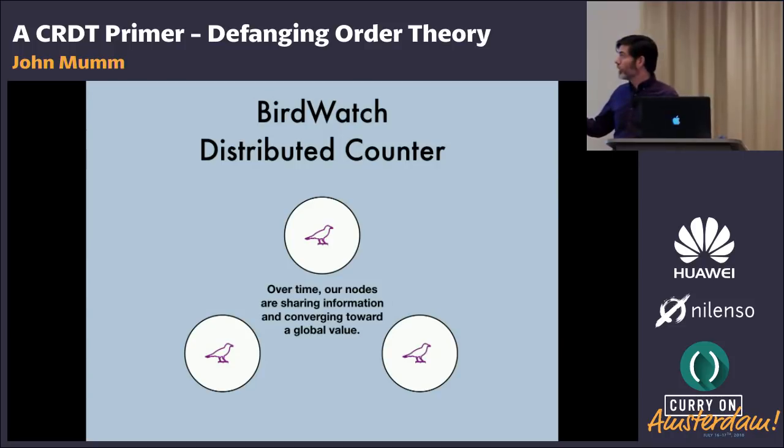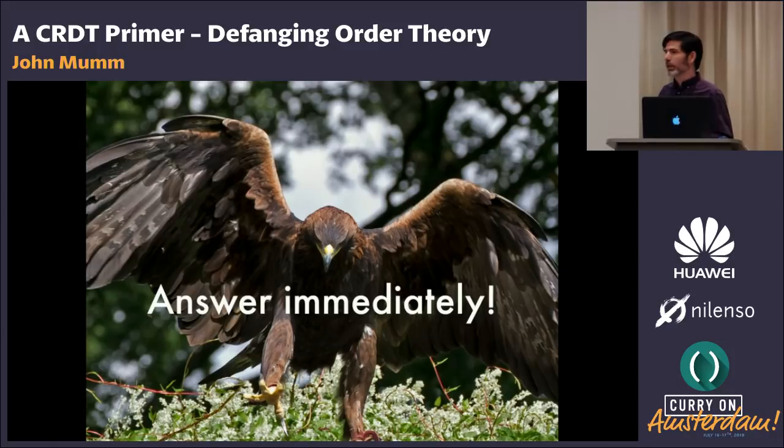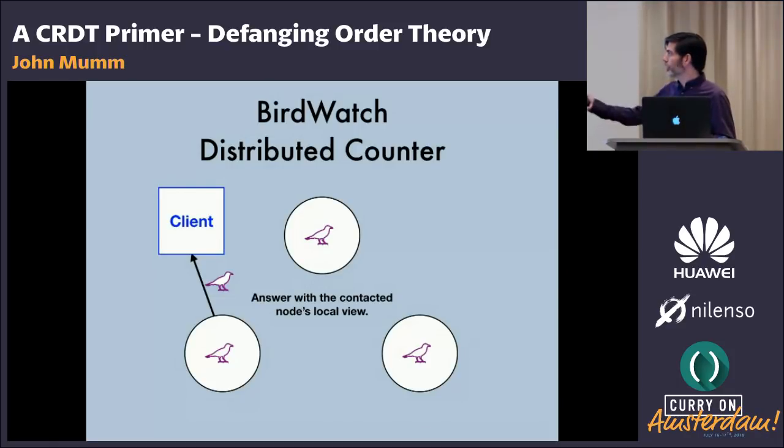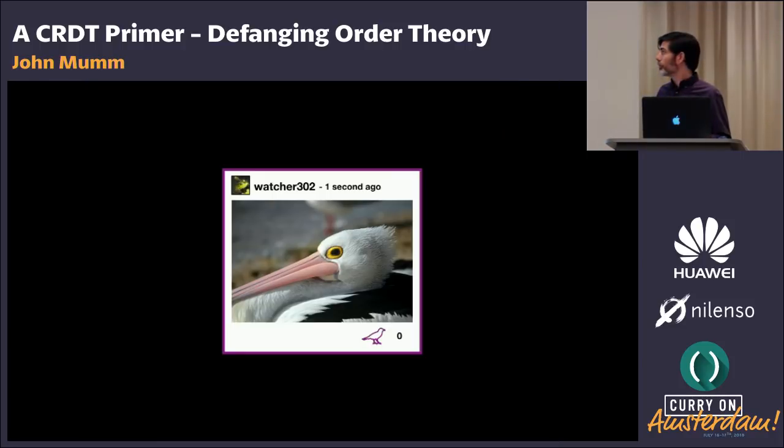OK, over time, our nodes are sharing information and converging toward a global value. Now when someone asks, hey, what's the total? Right? When someone's refreshed one of these posts and is looking for the number of clicks so far, we can answer immediately. So we send back the contacted node's local view. Now, our answer doesn't necessarily include all the information in the system, because meanwhile, other nodes could have been gossiping, could have been receiving bird clicks.